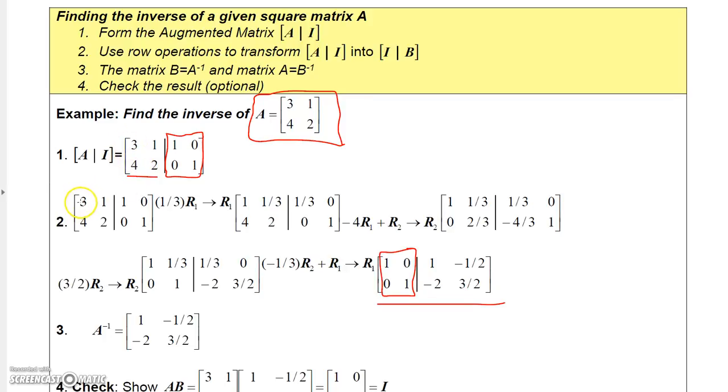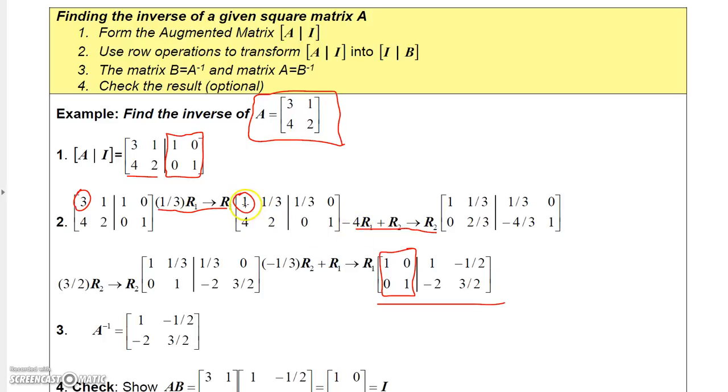So if I was wanting to get this side in reduced row echelon form, remember the first thing I want to do is get a 1 right here. So to do that, I'm going to multiply everything in row 1 by a third. So a third times 3 is 1, a third times 1 is a third, a third times 0 is 0. Then after that, I'm going to use the 1 to eliminate the 4. So I'm going to do minus 4 times row 1 and add it to row 2.